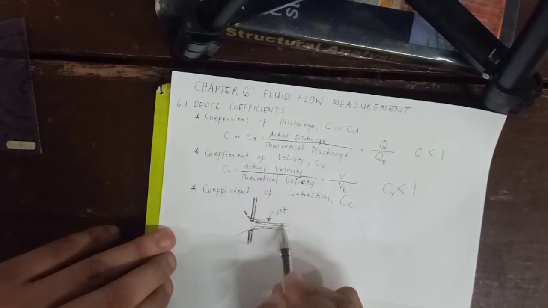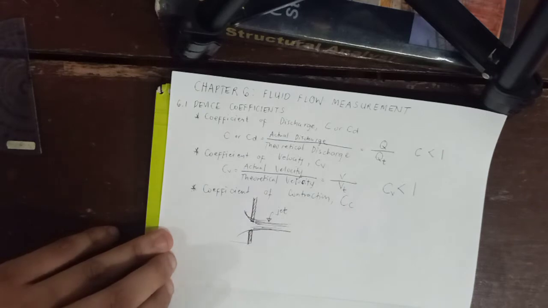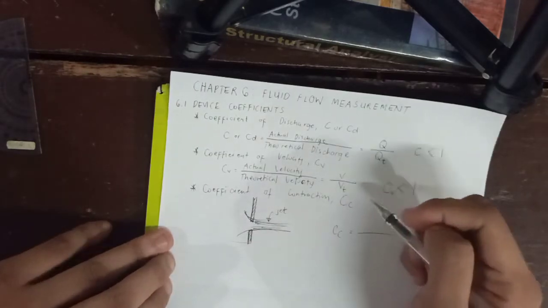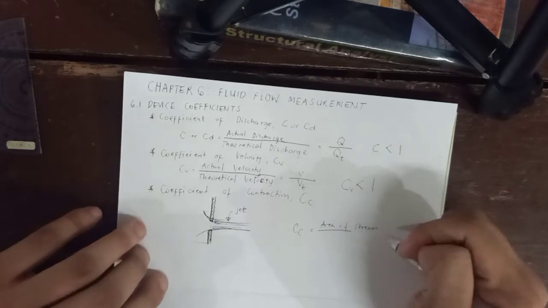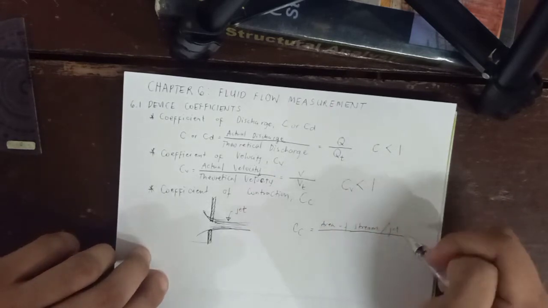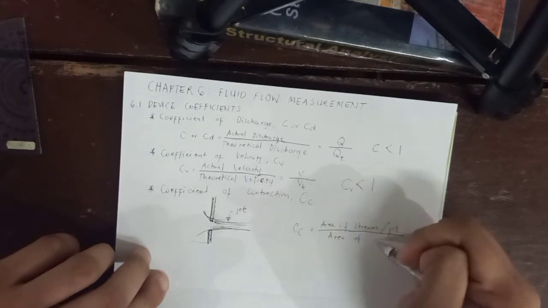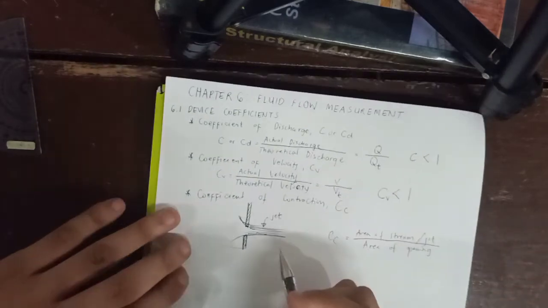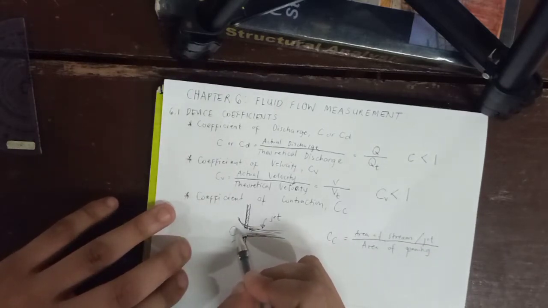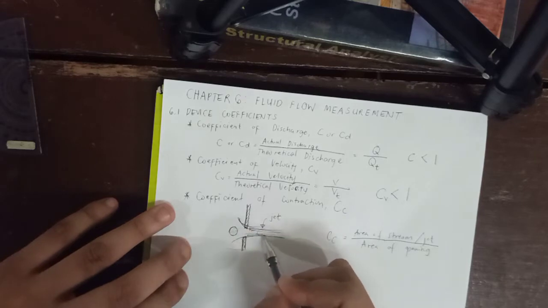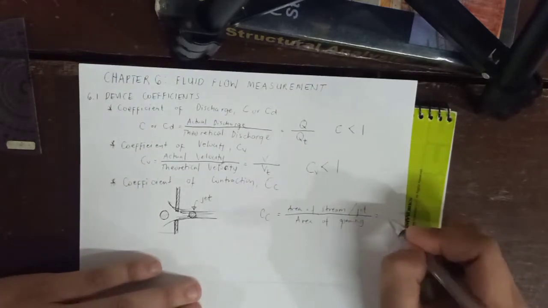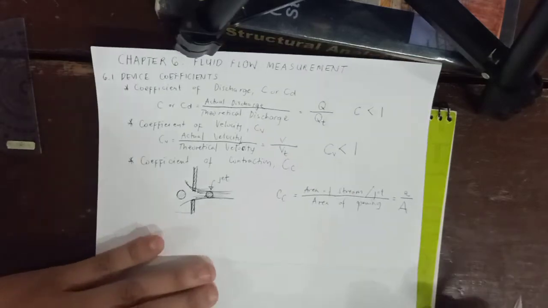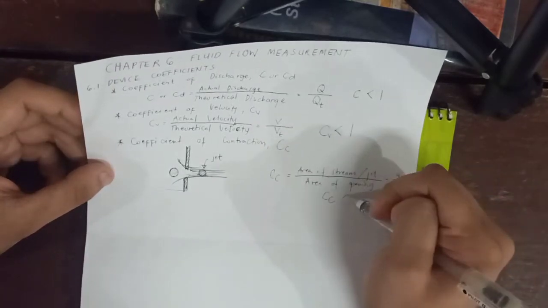So the opening and its flow, we can call it a jet. So C sub C equals area of stream, or simply jet, over area of opening. For example, with the opening, there is a possibility that the jet becomes smaller, so it is small a over capital A. And again, the coefficients are always less than 1.